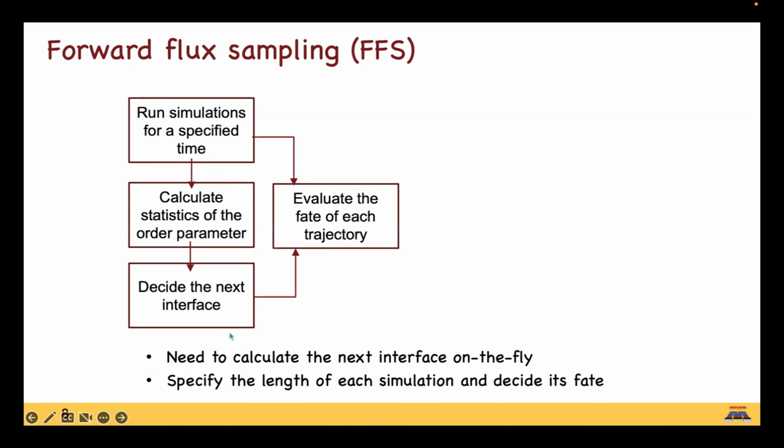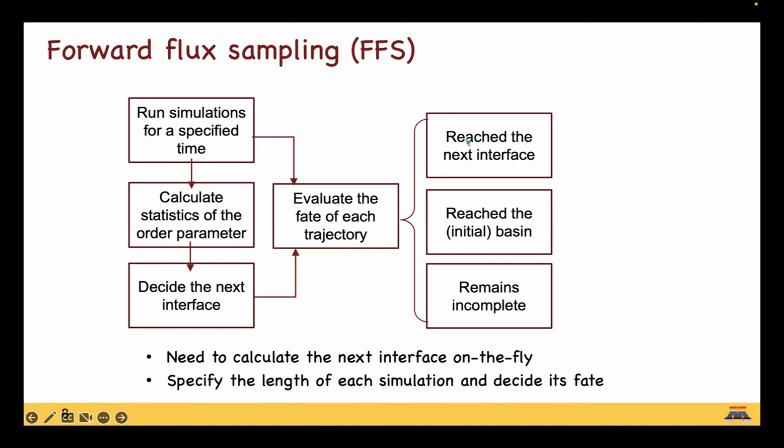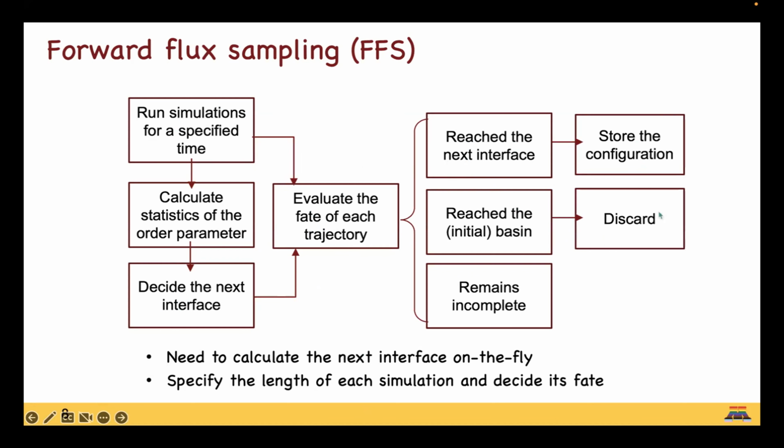And then I go back once I know what the next interface value is and evaluate the fate of each of these trajectories. And they can have three fates, right? They could have reached the next interface, which I've decided here. If that's the case, I store the configuration and the path. They could have gone back to the basin A. In that case, I just discard it.